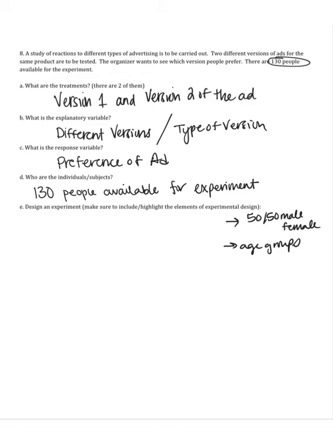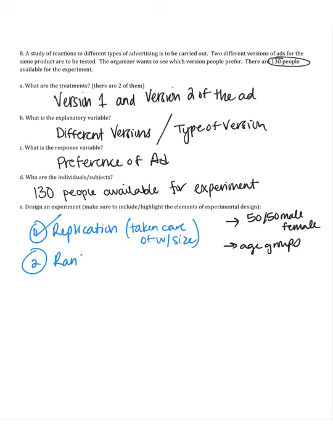Remember your 4 elements of experimental design. One of them is replication. You have 130 individuals, so you're good here. This is already taken care of with sample size. So 130, you're good. So check, you don't need anything there. Number 2, you need randomization of the types of ad that they get. So you decide how you do that, whether it's a random number generator, you flip a coin, whatever, okay?